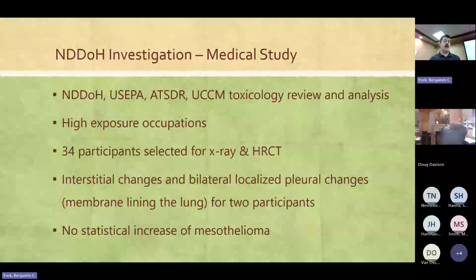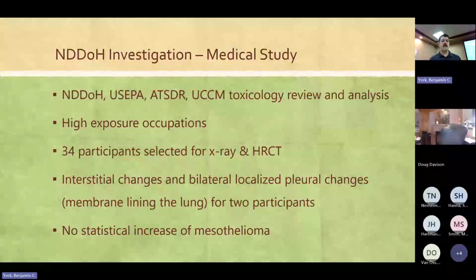Again, the same agencies were involved: the Department of Health, the US EPA, and, I'll have to look at my notes, the Agency for Toxic Substances and Disease Registry. They all partnered together, and we pulled in the University of Cincinnati's College of Medicine to basically do a whole toxicology review and statistical cancer analysis in the area, and try to figure out the toxicity of Erionite in the Killdeer region.